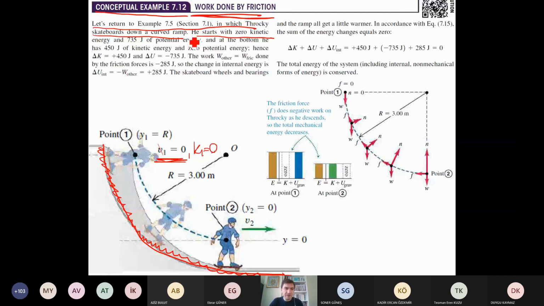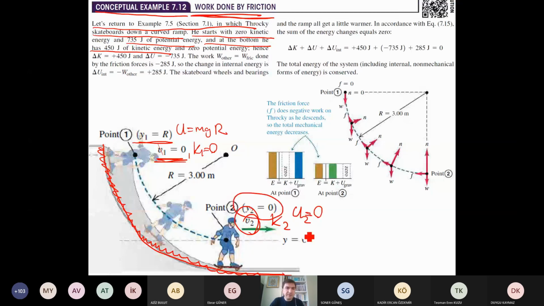And what about the potential energy? Potential energy is given by mgy. So 0 kinetic energy and 735 joules of potential energy, and at the bottom he has 450 joules of kinetic energy. So at the bottom, he has a certain velocity and a certain kinetic energy. And at the bottom, potential energy is 0.